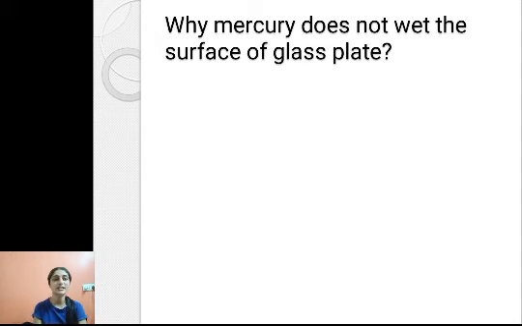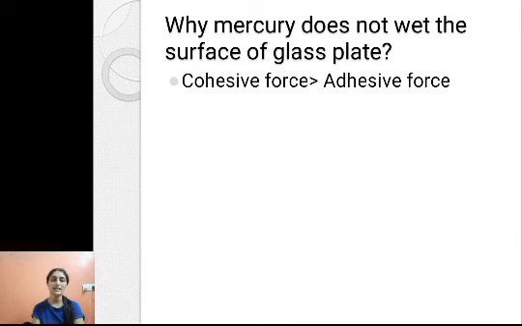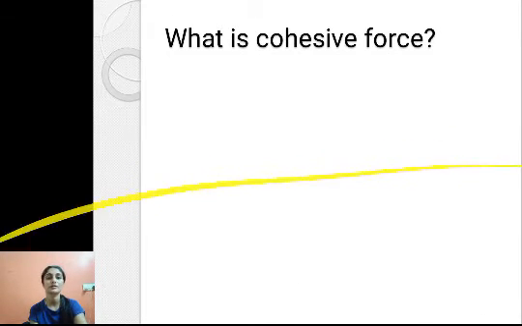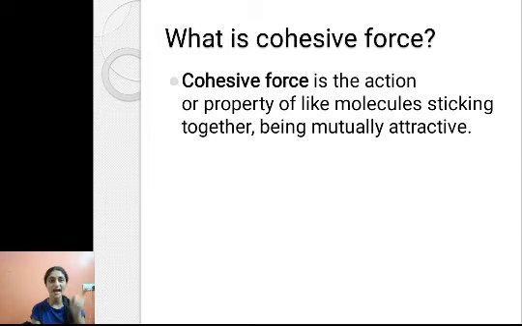Why does mercury not wet the surface of the glass plate? In the case of mercury, the cohesive force is greater than the adhesive force, and that is how mercury does not wet the surface of the glass plate. Now what is meant by cohesive force? Cohesive force is the action or property of like molecules sticking together, being mutually attractive. That means it is the force which is present between the mercury molecules.